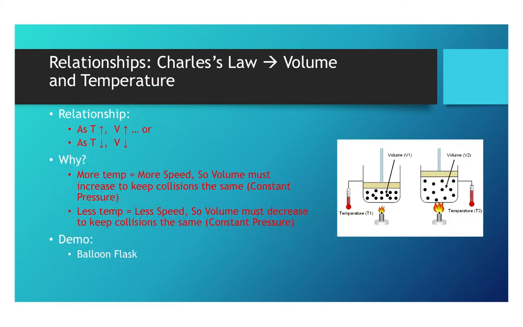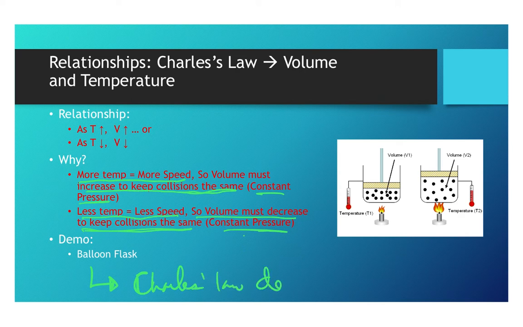Why does it work? Okay, well, as I said, more temperature equals more speed. And so what has to happen is in order to keep the pressure constant, the volume has to increase to keep collisions the same. Otherwise, the collisions would be more. If there's less temp, there's less speed, so the volume has to decrease to keep collisions the same. Again, constant pressure. Take a moment at this one and go ahead and leave this video and go look at the demo video for Charles' Law. This will be balloon in a flask.